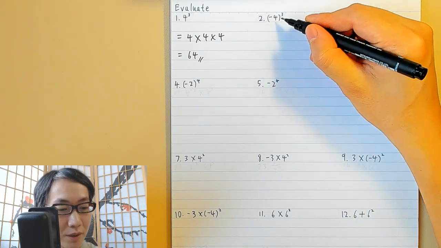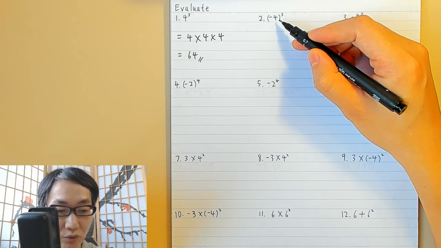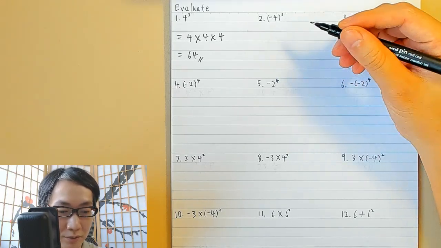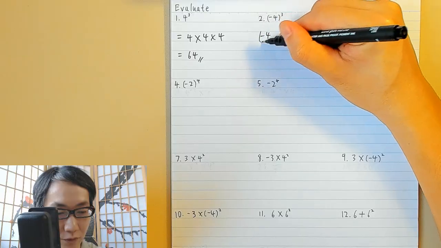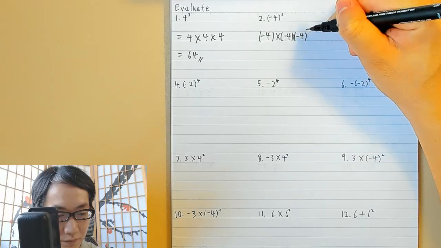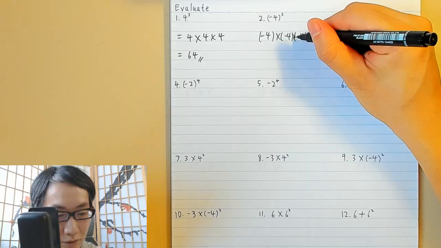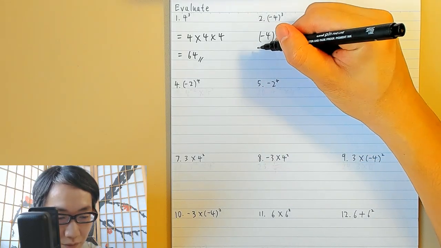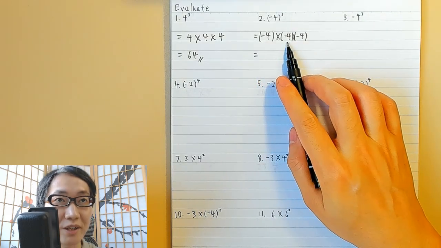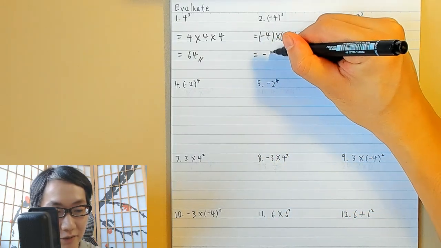And then 2. Negative 4 to the power of 3. There's a bracket here, so the exponential factor is negative 4. The initial value is 1, that is not shown. So we have negative 4, negative 4, negative 4. I do not need the multiplication sign here because the bracket already shows multiplication. So negative 4 times negative 4 is 16. 16 times negative 4 will be negative 64.